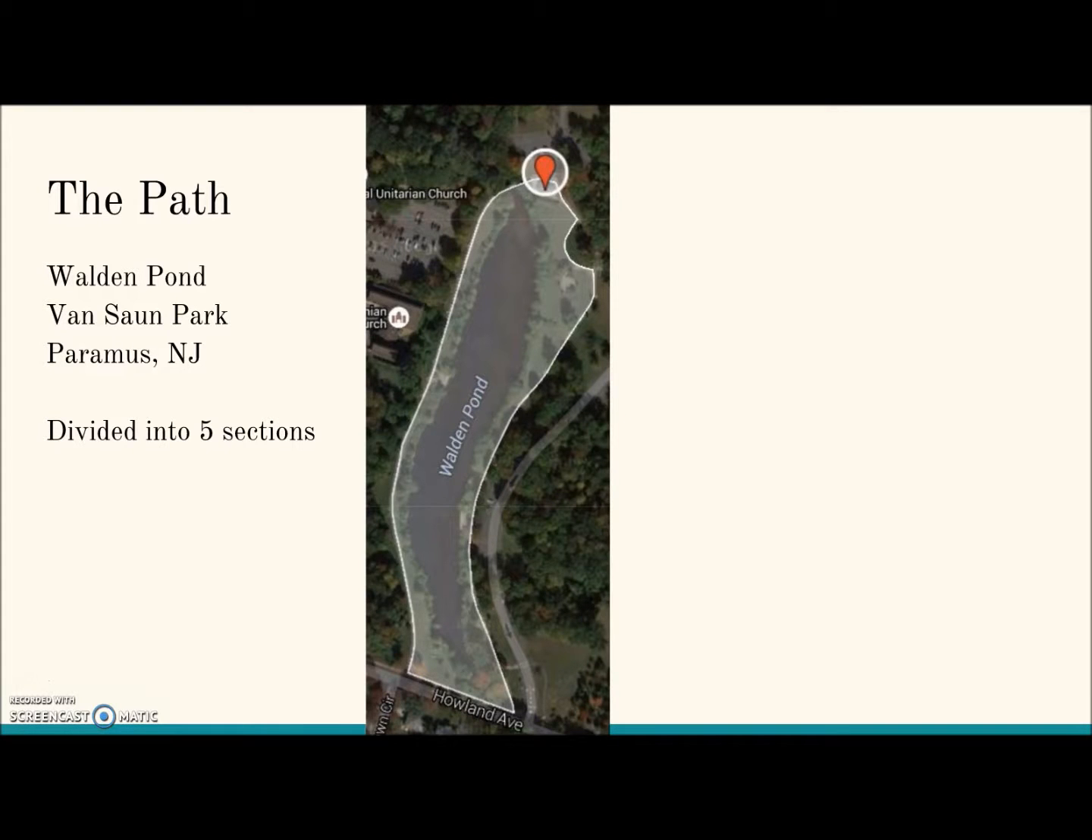So the path I chose is located in Vanson Park, which is about 5 minutes away from my house. I used to go there all the time when I was little, and still do with my friends in the summer. On one end of the park there is Walden Pond, and the path I made just loops around it.